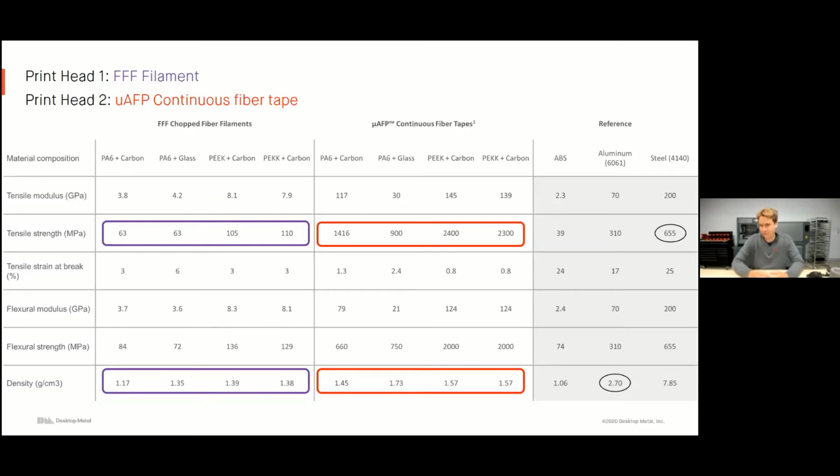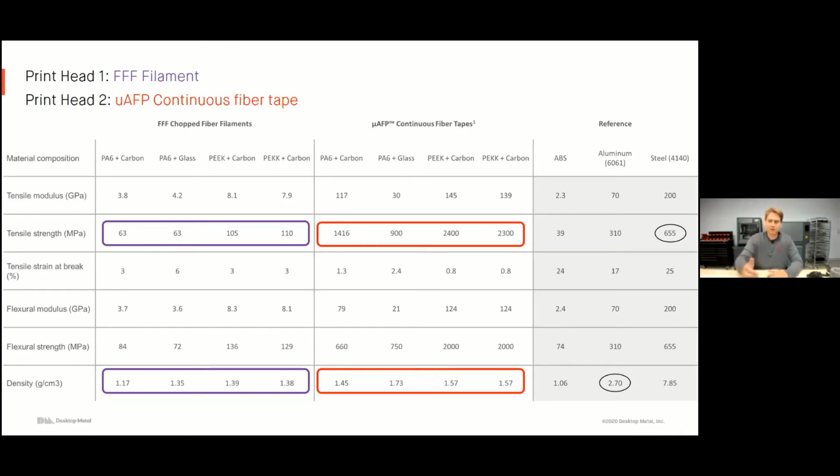Then we look at the tapes in red here. Those are those continuous fiber strands of tape that were being laid down with the second print head. Those have material properties of 1,400 to 2,400 megapascals in tensile. Steel, for example, 4140 steel is about 655. So we're getting almost 4 times the strength in tensile for these continuous fiber tapes than what you do with a 4140 steel. So there's my stronger than steel.